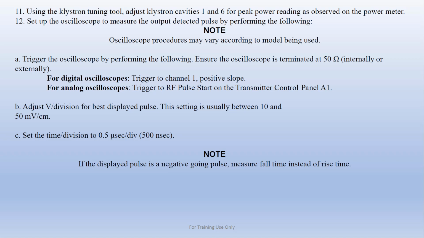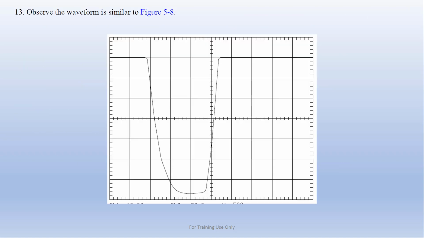If you're using a digital scope, it'll trigger off the signal just fine. An analog scope may or may not, and you can use RF pulse start if you need to. Adjust your voltage division somewhere between 10 and 50 millivolts a centimeter, and your time division should be about half a microsecond. The procedure doesn't know if you're using a positive or negative crystal detector, so your rise time may indeed actually be a fall time if you were using a negative crystal detector. You should see a waveform similar to figure 5-8.